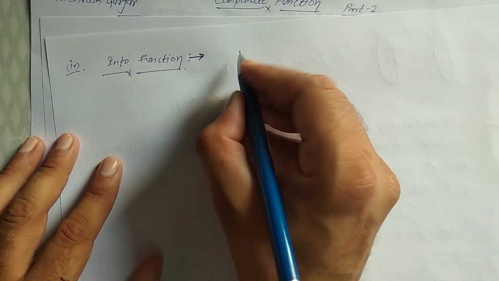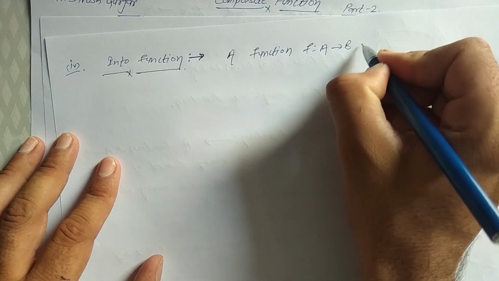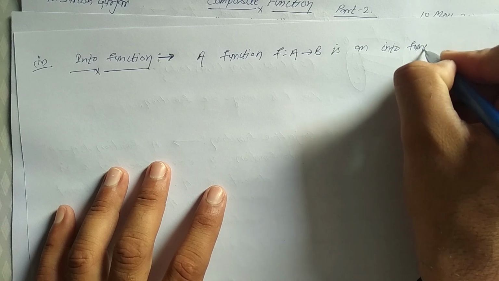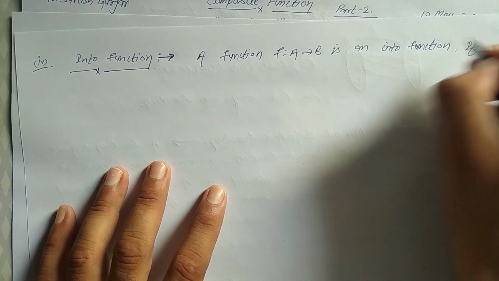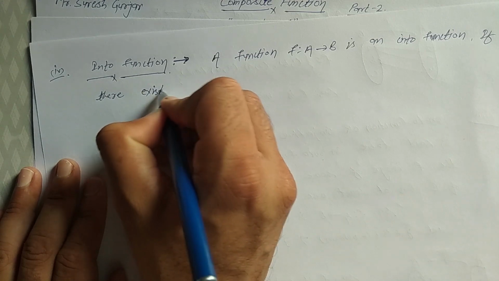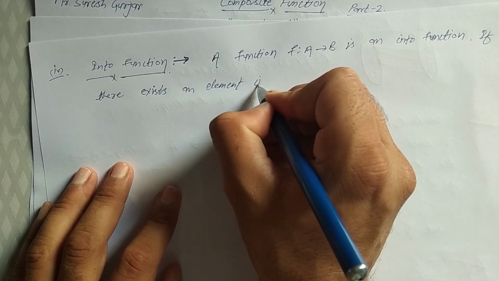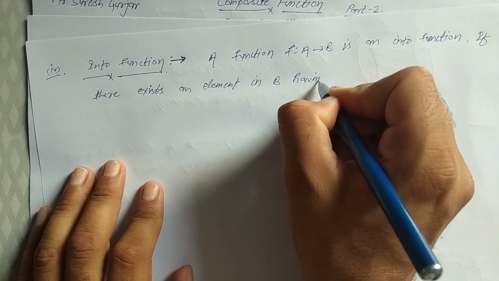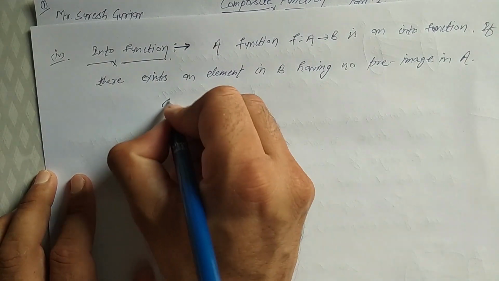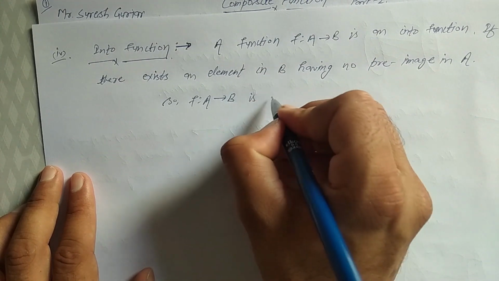Definition of into function. A function f from A to B is an into function if there exists an element in set B having no pre-image. So f from A to B is an into function.